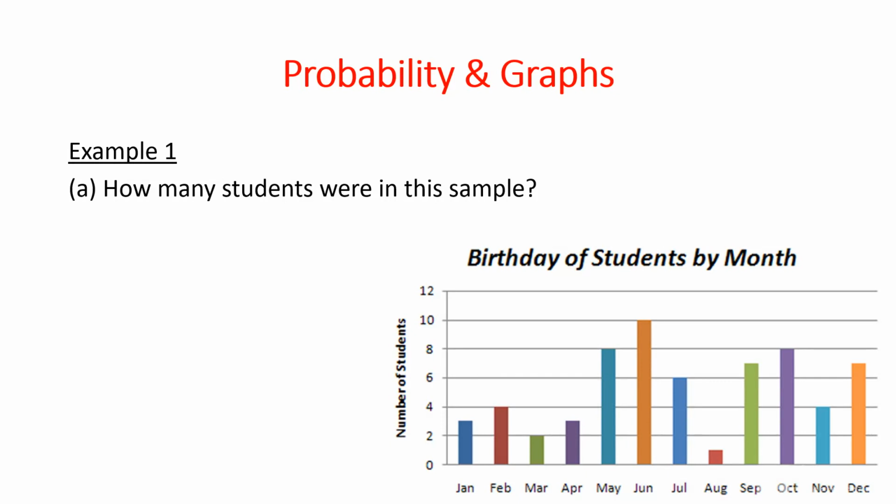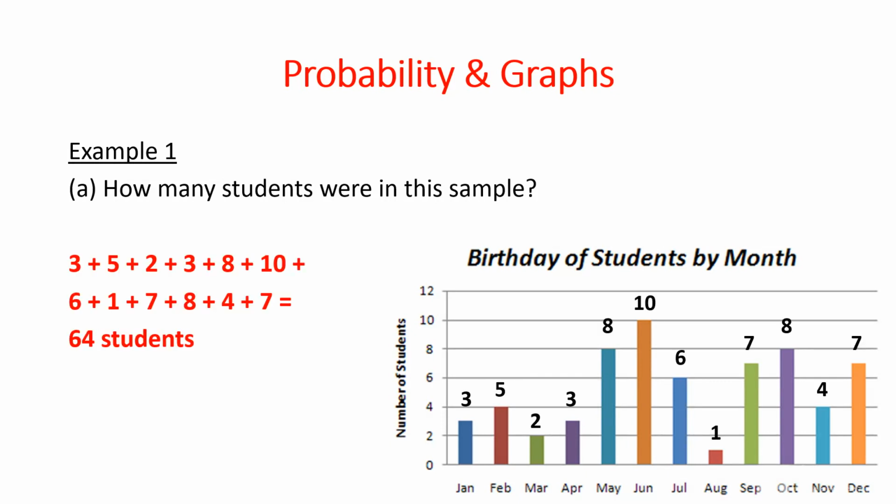All we need to do to solve this problem is just go through and add up the height of each bar. In January there were 3 students, in February there were 5, in March there were 2, in June there were 10, that was the most common birth month, June. August there's only 1 student born in August. And if we add up all those numbers, unless my mathematics is not correct, I get a total of 64 students. So that's the answer to the first question, 64 students in this sample.